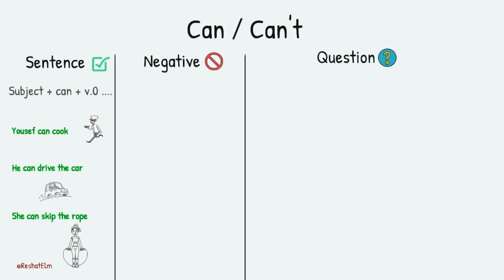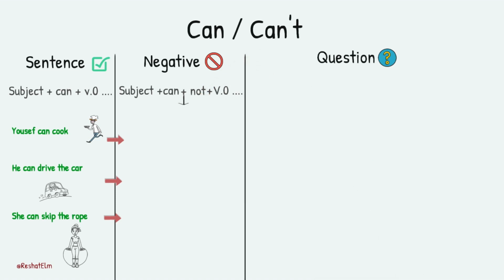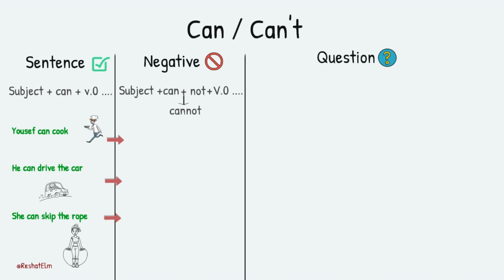Now, let's change these sentences to negative. The only difference between the sentence and the negative is the word not. To form the negative of can, add not after the helping verb with no space in between. Cannot. In a short form, you can write cannot as can't. So we start the sentence with subject, can, not, and then verb 0.